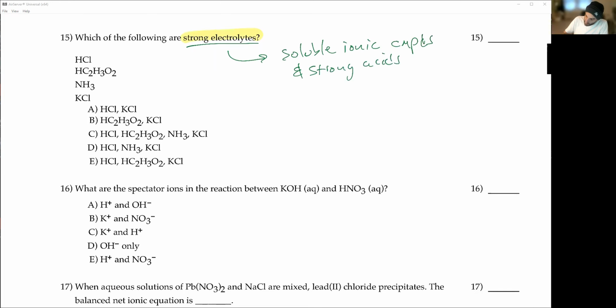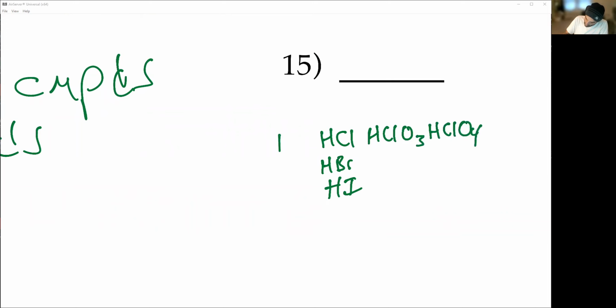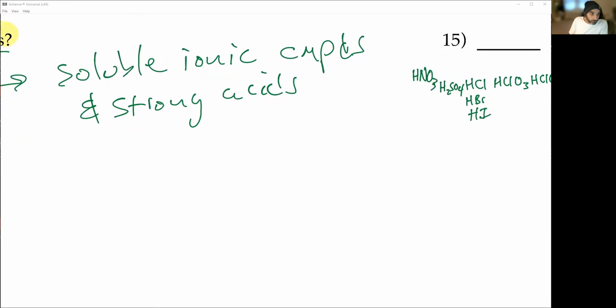And the strong acids, you need to know these strong acids: HCl, HBr, HI, HClO3, HClO4, H2SO4, HNO3. So those are the strong acids. Those are the 7 you need to know.